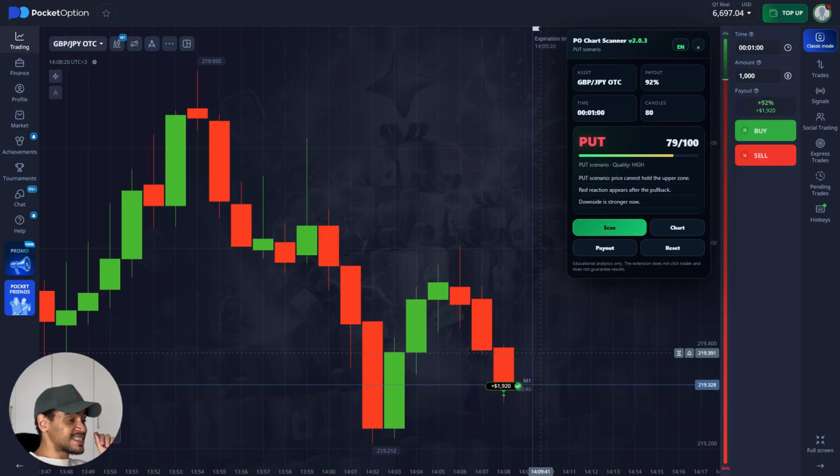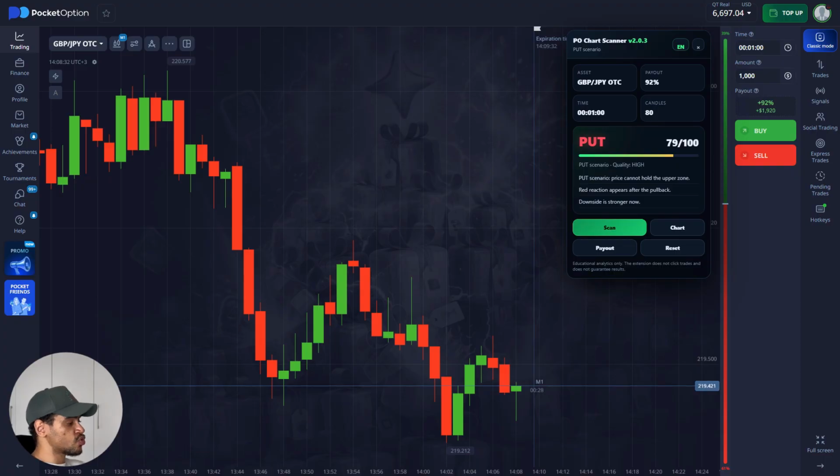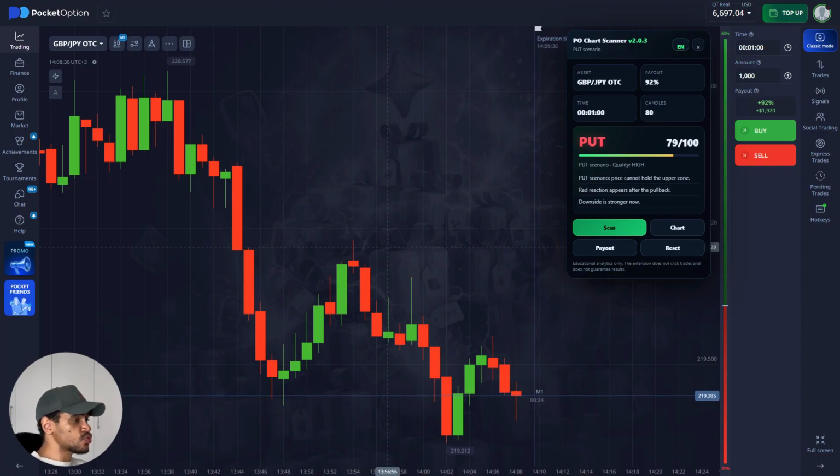All of the trades 6.6k, and we are doing fantastic. That's all there's needed. We have the scenario, we have the sell scenario breakdown. Price cannot hold the upper zone. Red reaction appears after the pullback. Downside is stronger.